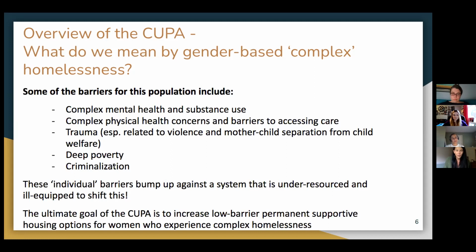Some of the barriers that this population experiences are complex mental health and substance use, complex physical health concerns, and barriers to accessing care, trauma, particularly related to violence and mother-child separation from child welfare organizations, deep poverty, and criminalization. And we know that these individual barriers bump up against a system that is both under-resourced and ill-equipped to shift this. Some of these systemic barriers include unaffordable housing, inadequate social assistance rates, mental health supports and addiction supports that are inaccessible, and an emergency shelter system that relies on low staff numbers who are very underpaid to undertake the kind of complex work that they're being asked to do.